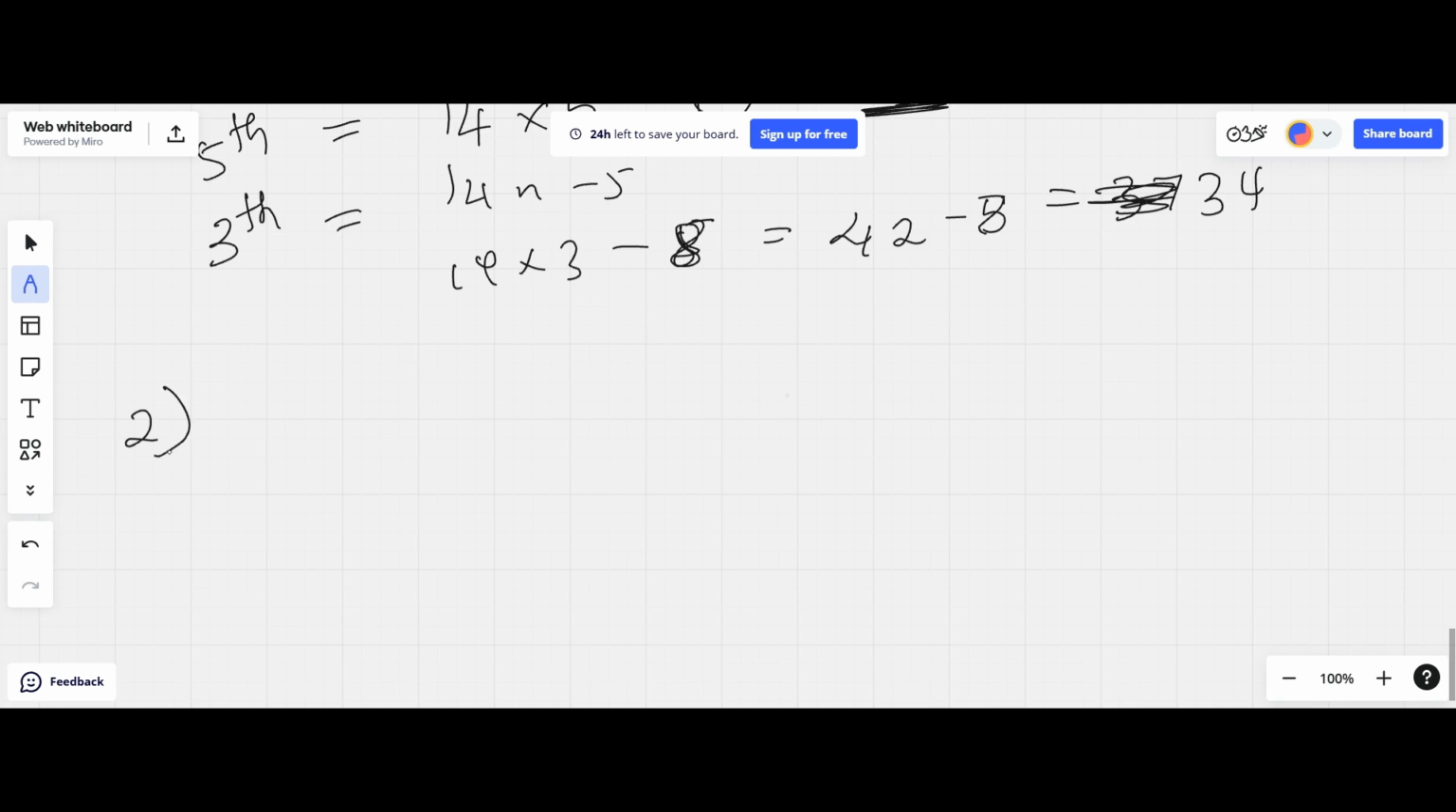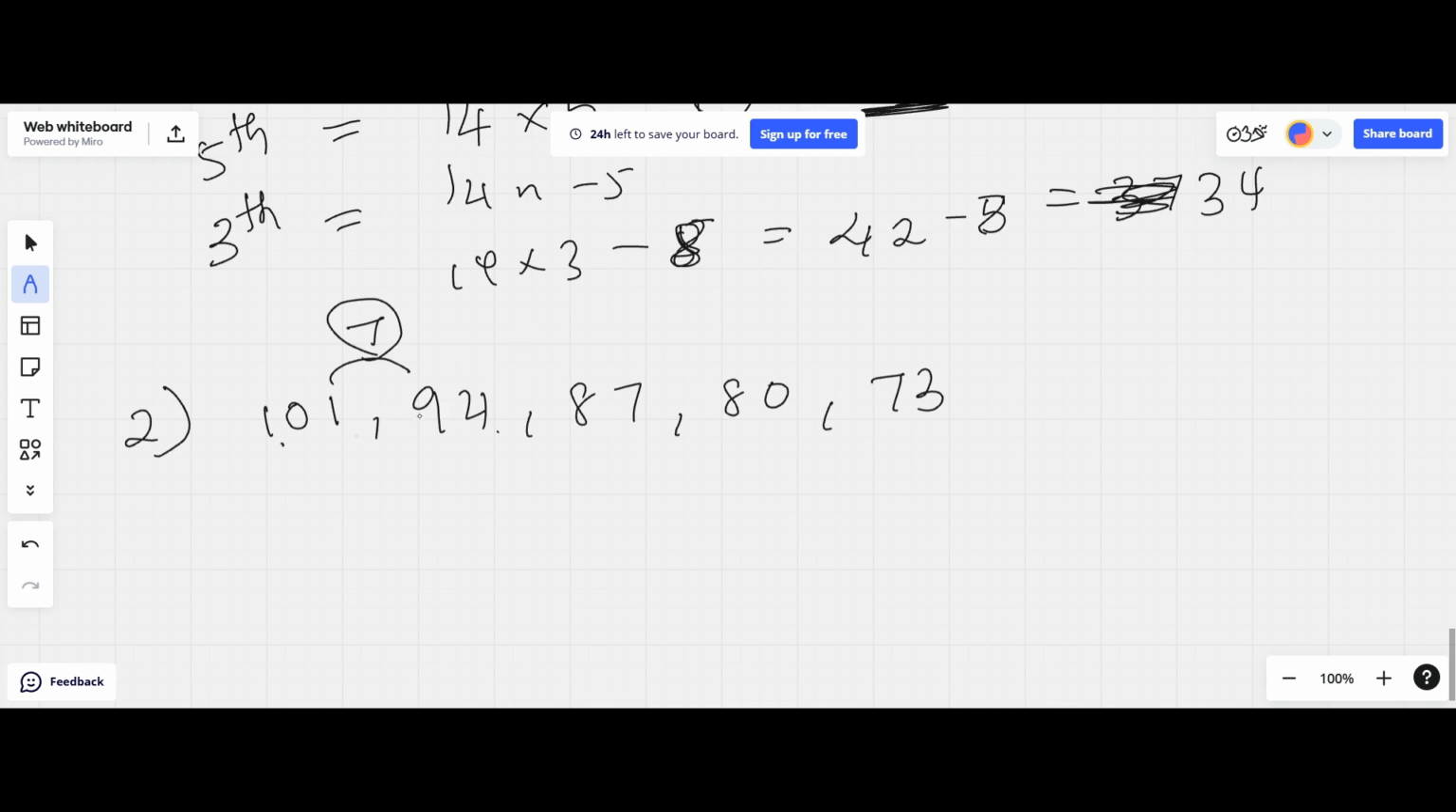Okay, the second example would be like 101, 94, 87, 80, 73. Here if you see, some students may make a small mistake. So what is the mistake? 101, 94. What is the difference? 7. The difference is not 7. Okay, if you see, the difference is not 7.